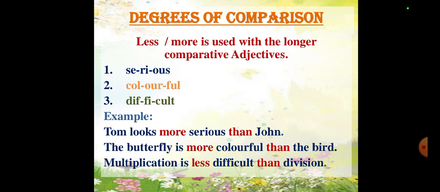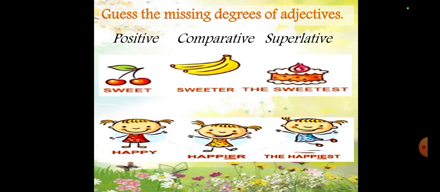The butterfly is more colorful than the bird. That means you are doing the comparison, so more than. Multiplication is less difficult than division, so less than, you can see here. More than and less than. Then guess the missing degrees of the adjectives, like there are fields over here. Positive, comparative, superlative: sweet, that means sweeter, and then the superlative is the sweetest; happy, happier, the happiest.